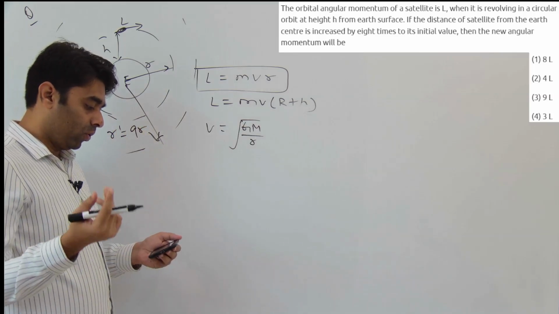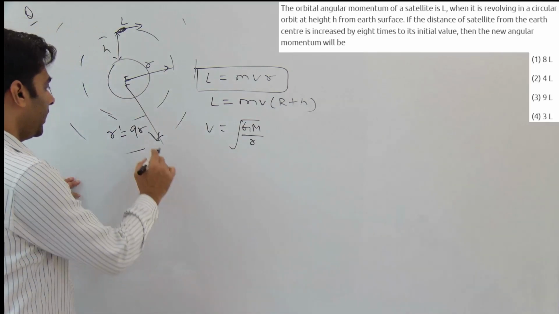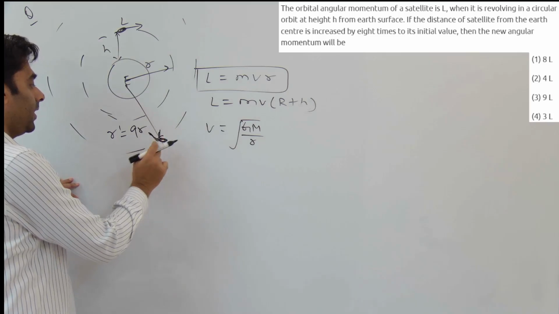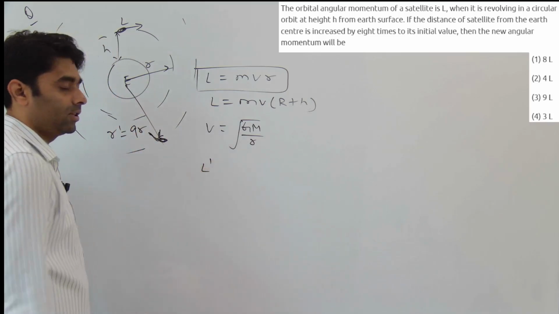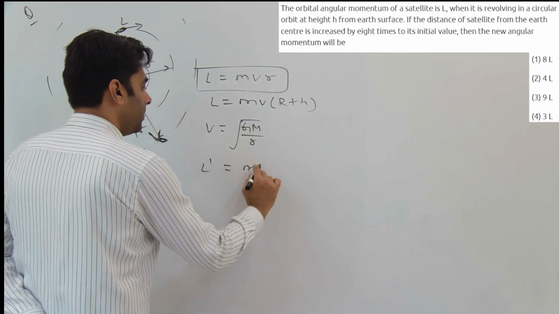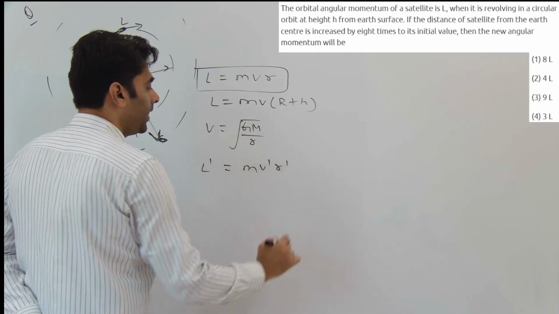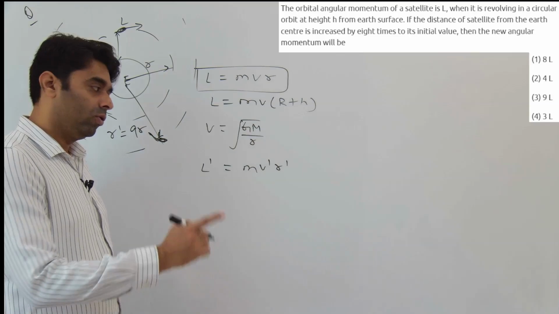Fine. So then the new angular momentum will be found. So when they have increased by 8R and your orbital radius has become 9R, let us write down L dash. The new angular momentum I am terming as L dash. So L dash will be m v dash into R dash, because speed will also change. Speed depends on the orbital radius. So speed also changes.